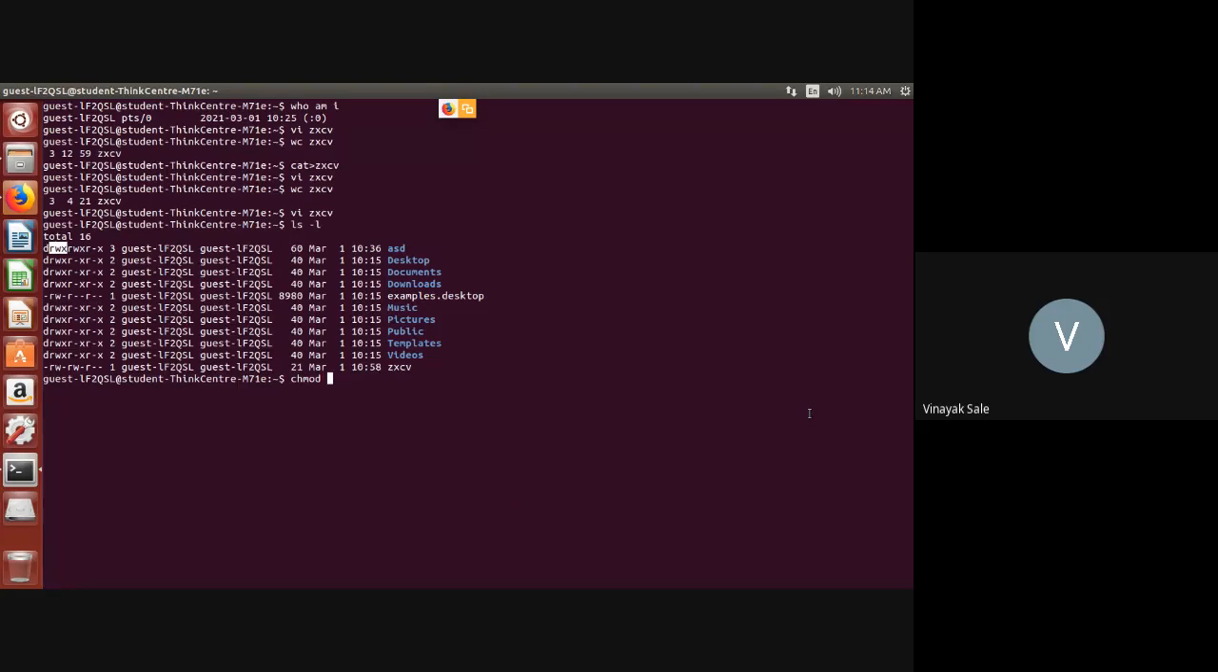From user I want to remove this execute, that is u minus x, u for user, minus for remove and x for execute. You want to remove this execute permission from the user of the file or directory ASD.